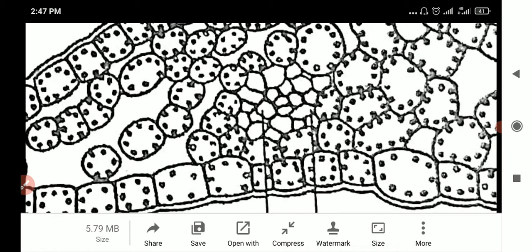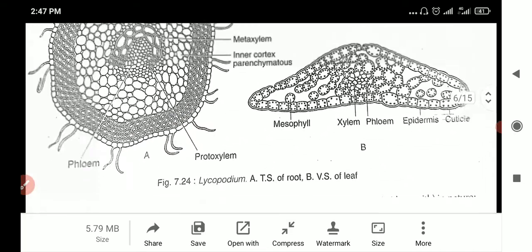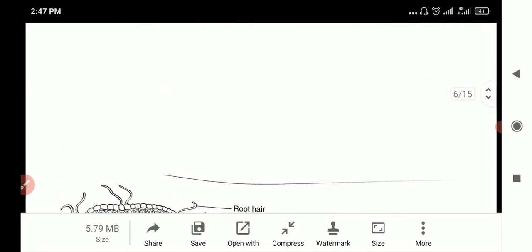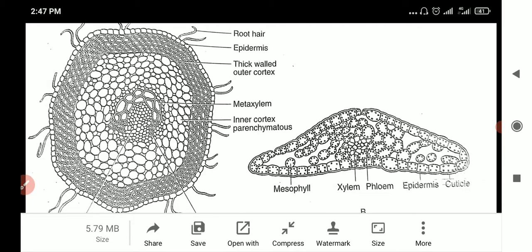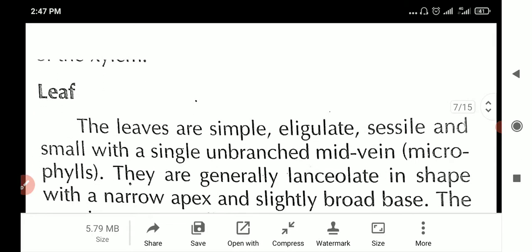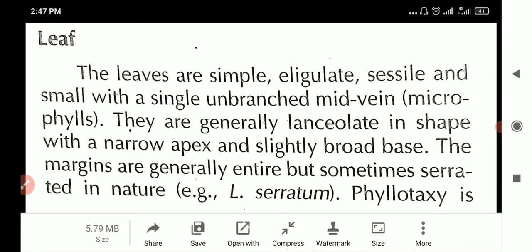Okay, so I guess you cannot differentiate this one, just draw it as it is. Okay, let's go to the next. So you have remembered, you had epidermis covered by cuticle, then you have mesophyll cells, and then you had xylem and phloem. Okay, so let's see what is there in the text.